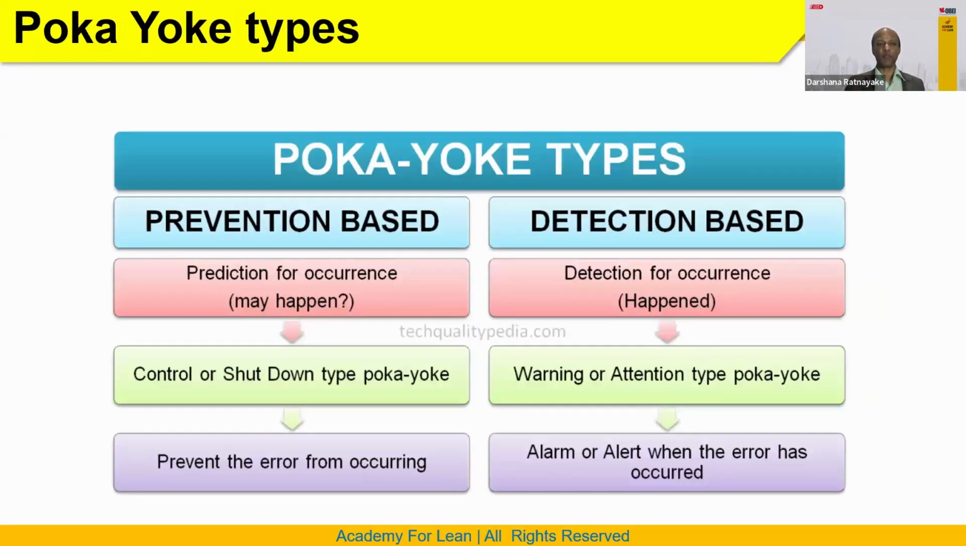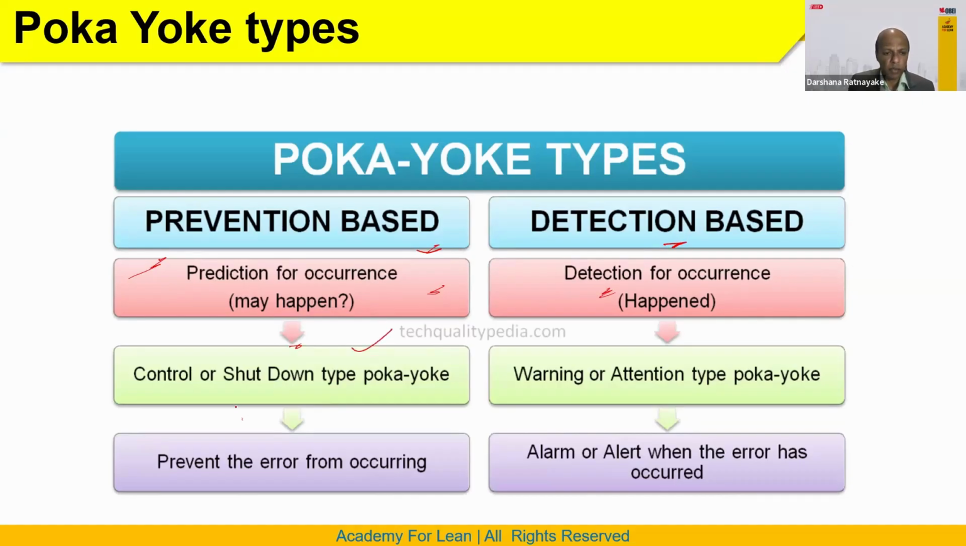Now error proof, there are 2 types. That is the one thing you need to understand when we discuss quality. The first one is prevention-based error proof. The other one is called detection-based error proof. Right? Prevention-based: prediction, an error may occur.